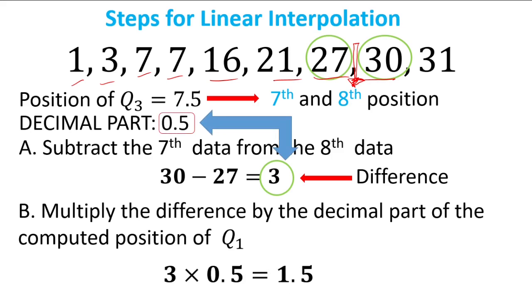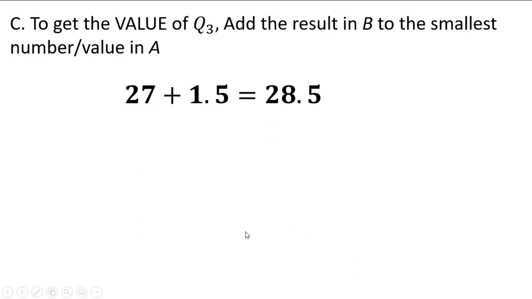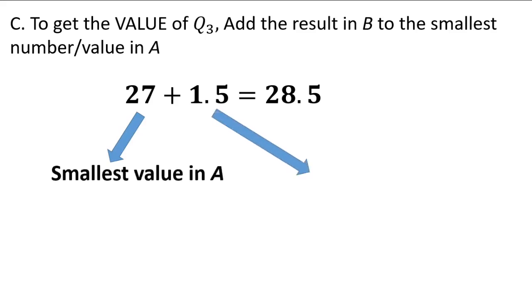And then you will be using 1.5 to add it with the smallest value here. Ano bang may smallest value? Ang 7th o yung 8th position? Ang 7th position, tama? So, 27. So, eto dito, sa last position, i-plus mo yung 27. Okay, dun na tayo sa C. So, that is 27 plus 1.5, which is equal to 28.5. Therefore, while 27 is the smallest value in A, 1.5 is the result in B.